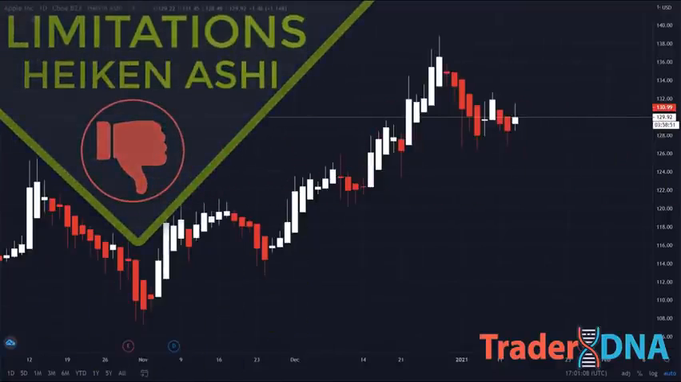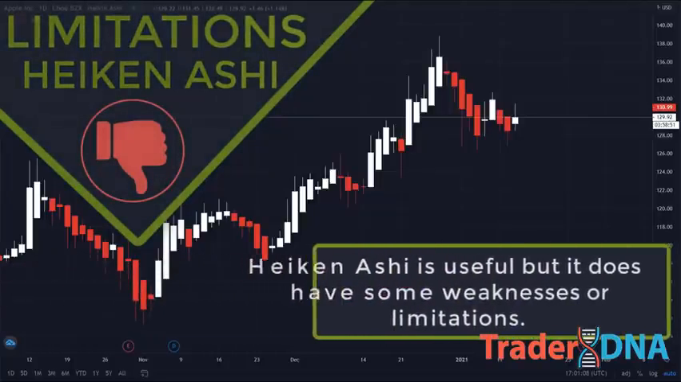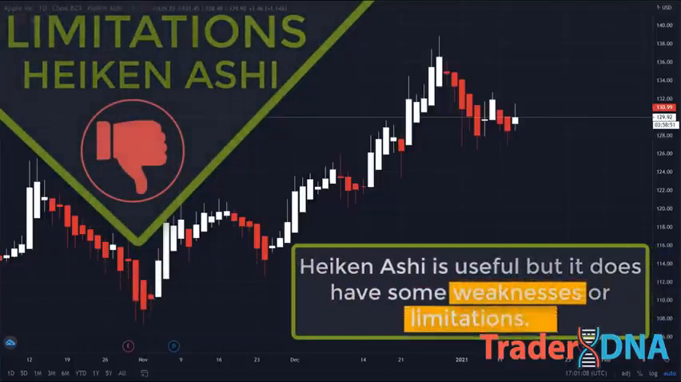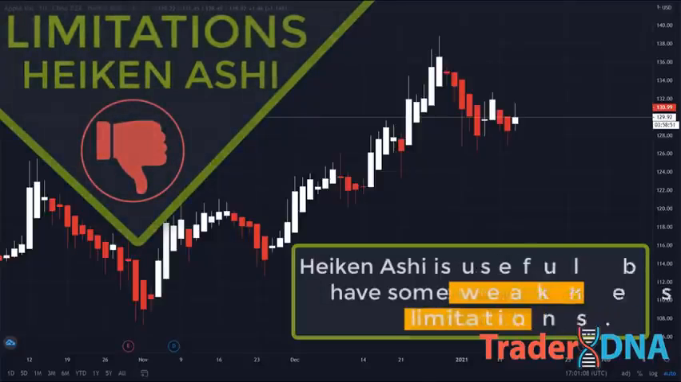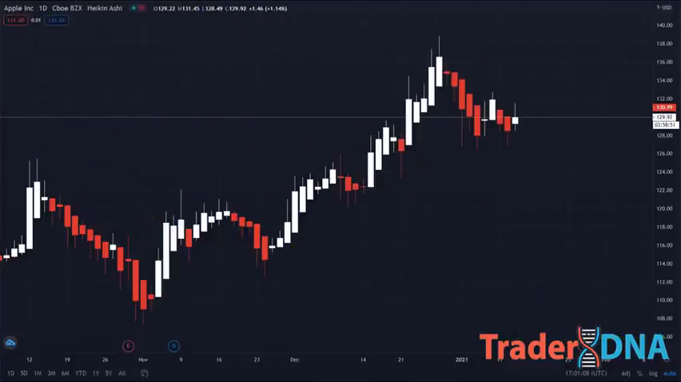Now, what are the limitations of Heiken Ashi? Just like any other indicator used for technical analysis, Heiken Ashi is useful, but it does have some weaknesses or limitations. While the traditional Japanese candlesticks are derived from the actual prices, Heiken Ashi candlesticks are not. Because the Heiken Ashi candlesticks are averaged, they do not show the exact open and close prices for a particular time period. Let's show an actual example.